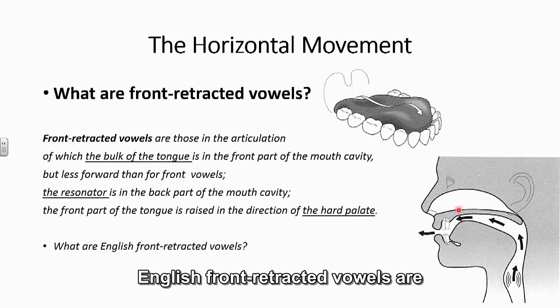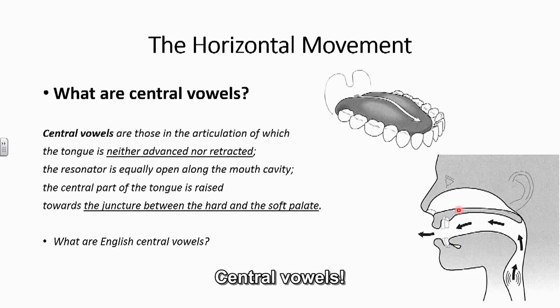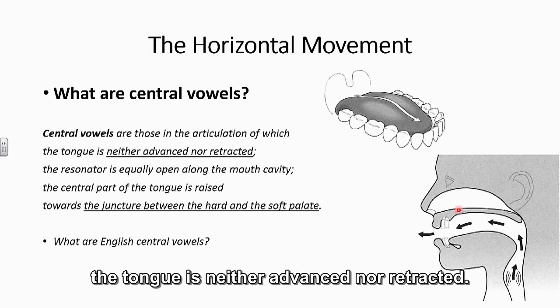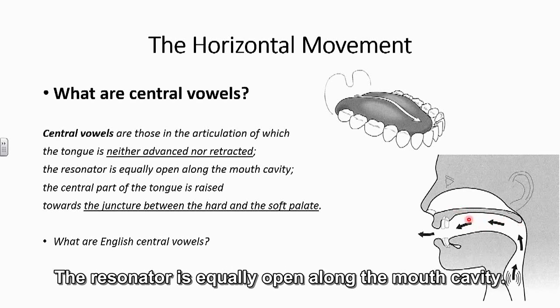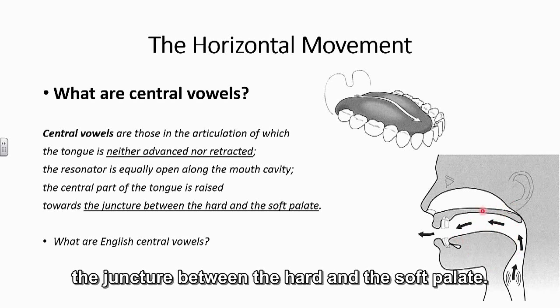English front retracted vowels are I, ear, I, ow. Central vowels. Central vowels are those in the articulation of which the tongue is neither advanced nor retracted. The resonator is equally open along the mouth cavity. The central part of the tongue is raised towards the juncture between the hard and the soft palate.